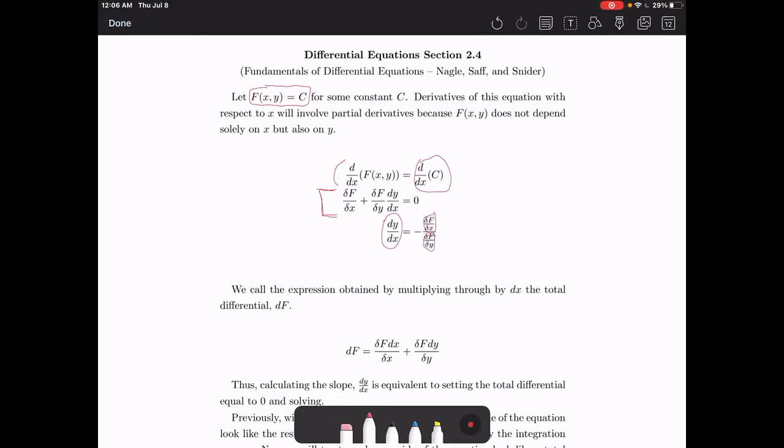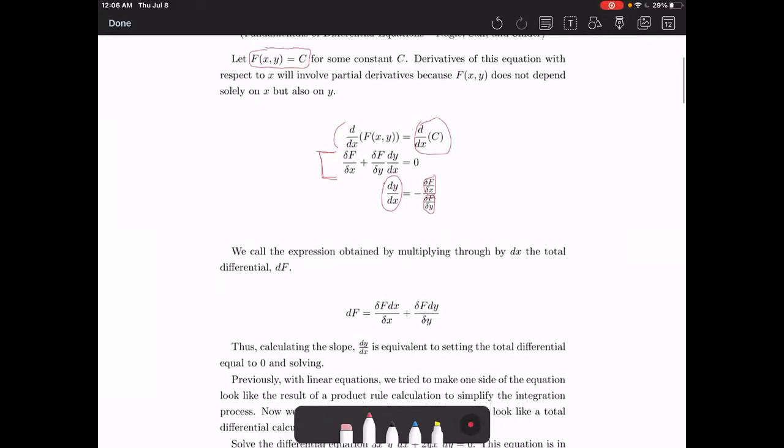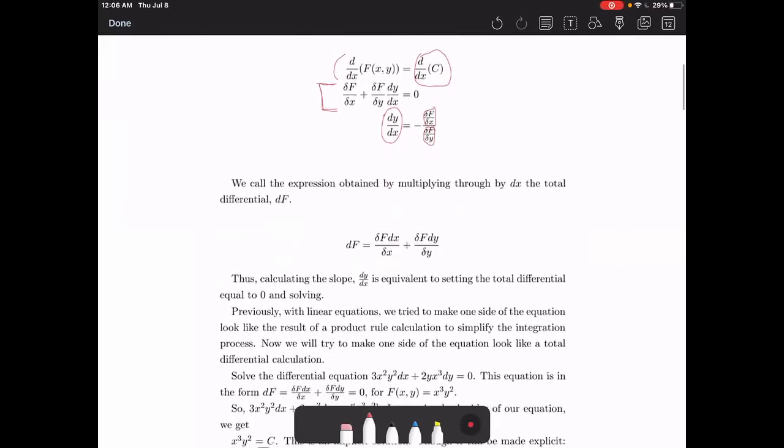Now, when we isolate df, we get that df is equal to the partial derivative of f with respect to x times dx plus the partial derivative of f with respect to y times dy.